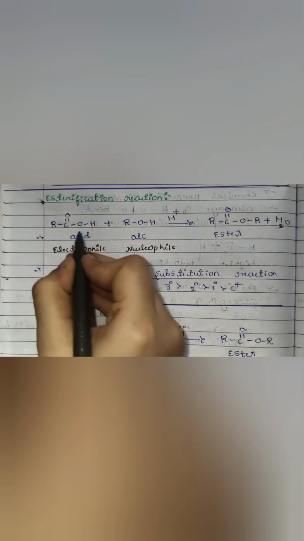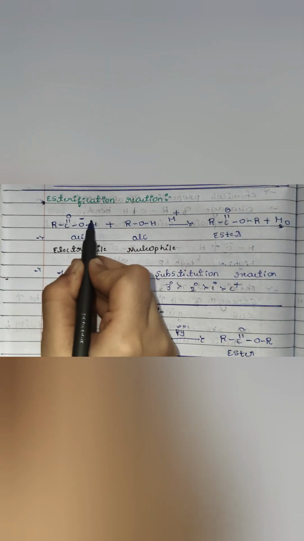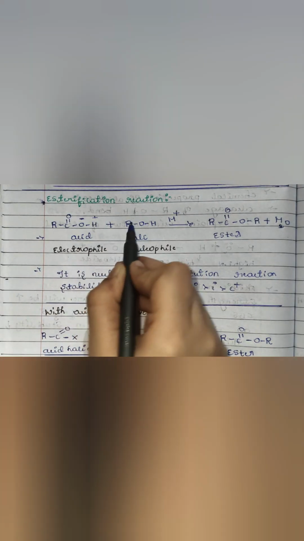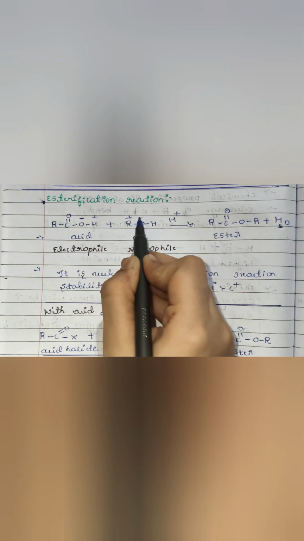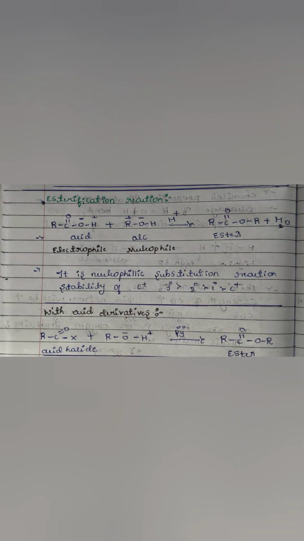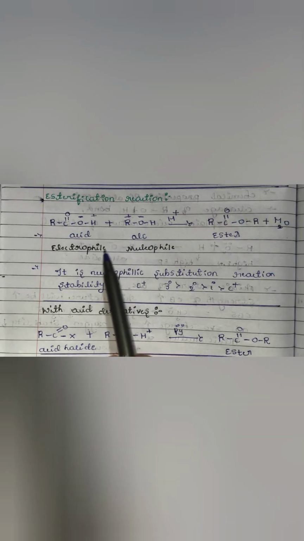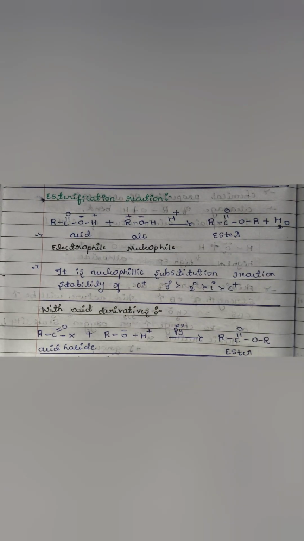The negative part of the acid oxygen is combined with the positive part of the R and forms the ester, and this OH is combined with the H and removed as H2O. It is a nucleophilic substitution reaction. Stability of carbocation: tertiary is greater than secondary is greater than primary is greater than methyl carbocation.